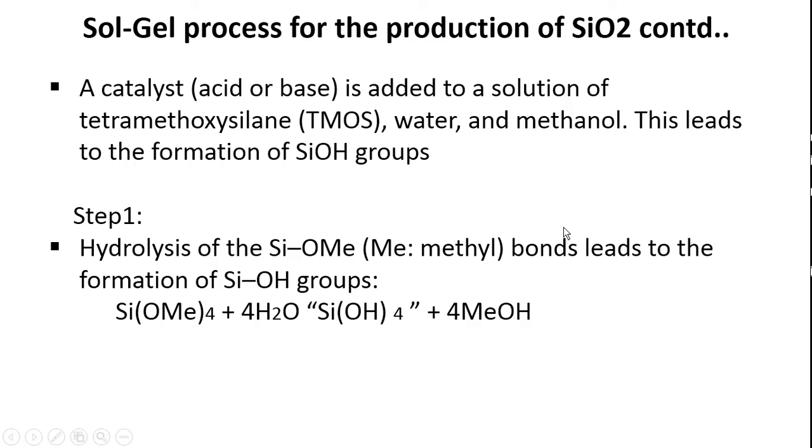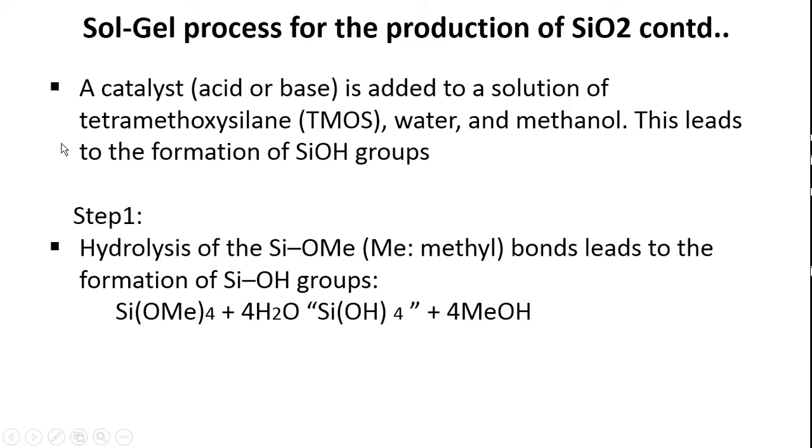Then from that we can produce the SiO2. And what are the steps involved in that? Hydrolysis of SiOMe. Me means methyl, isn't it? So that is represented here as methyl. Then the bonding of this SiOMe will lead to the formation of SiOH groups. So how SiOH groups can be produced by the hydrolysis of this, that is given here.